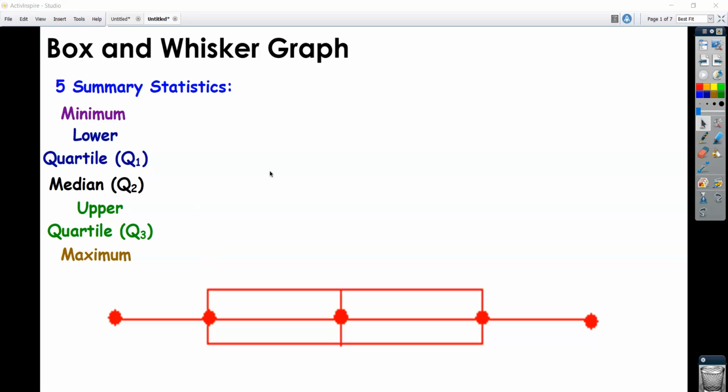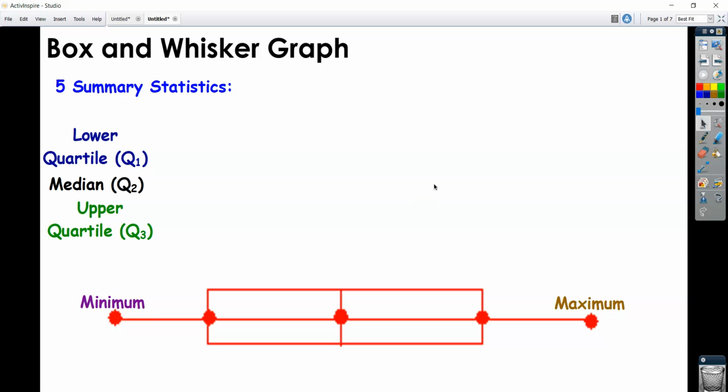The first thing that a box and whisker graph shows us is the smallest number. It shows us the minimum value in that set of data. So if I were to look at all the test scores that I have in the class, it would show me the lowest score. So that would be our minimum. At the same time, it also shows me the maximum score. So let's say somebody made a 100 on that test. That is the maximum score.